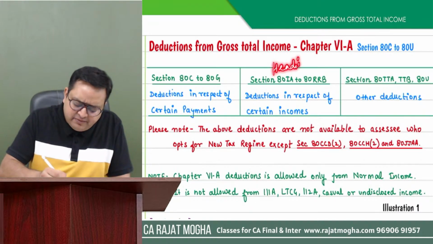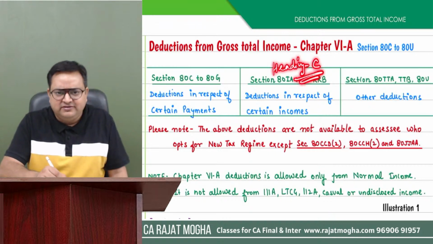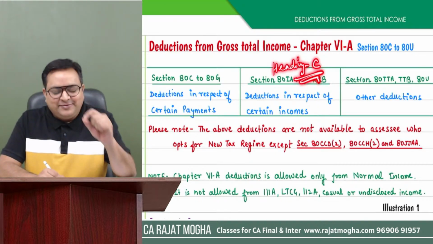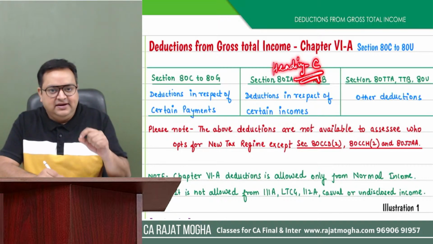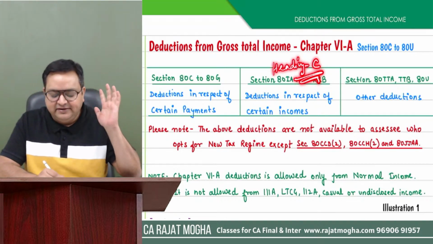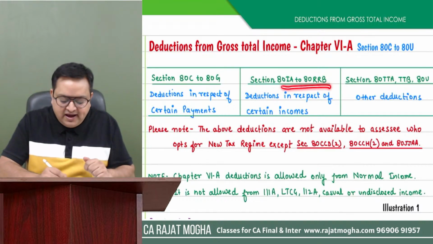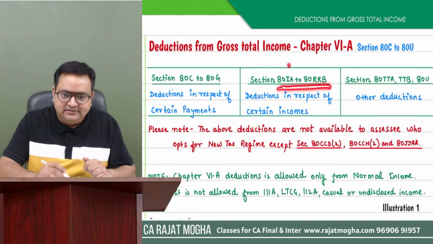You don't have to remember this. You just have to acknowledge this thing, right? This is just for your knowledge purpose. In Chapter 6A, we have heading C. In heading C, this is given by the Income Tax Act. So 80IA to 80RRB comes under heading C.